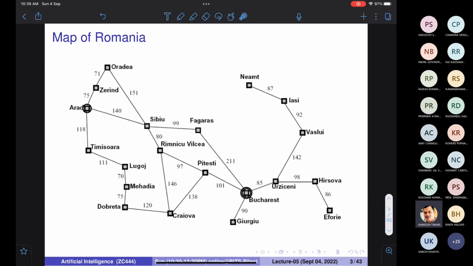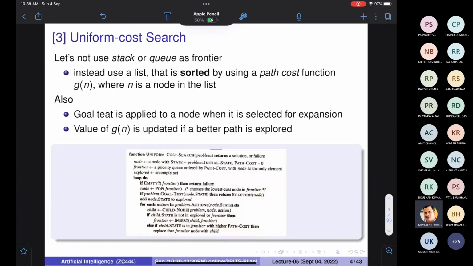So this is the map of Romania on which we were talking about some agent who wants to go from Arad to Bucharest, and for this he is going to do something. We have seen in the last class that one method, where there is no information available, is DFS and BFS. We have seen that DFS is one method and BFS is one method. Also, we have seen in the last class what uniform cost search is.